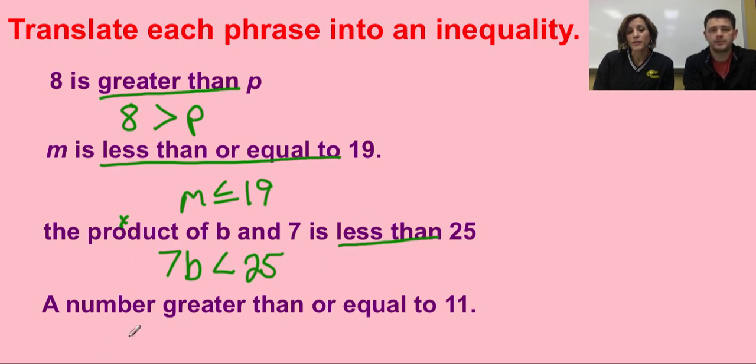A number, there's your variable, greater than or equal to 11. So we're going to have M greater than, line underneath for the equal to part, and 11. Simple as that.